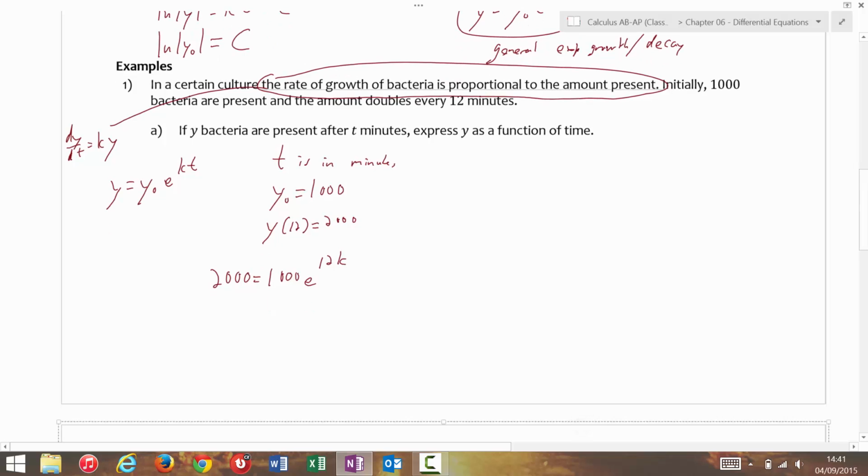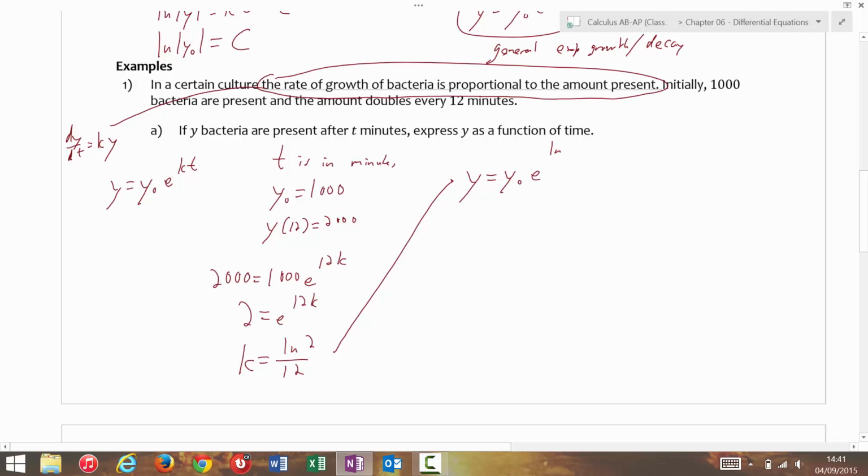If I divide both sides by 1,000, 2 is equal to e to the 12k. And solving for k, I take the ln of both sides, so k is equal to ln of 2 over 12. Now I can plug that back in and say y is equal to y sub 0 e to the ln of 2 over 12 t.